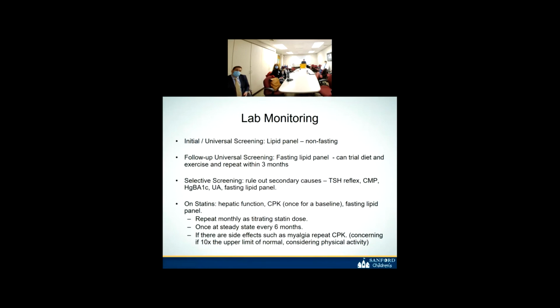If we do see side effects such as myalgia, we would repeat a CPK looking for any kind of rhabdo issue, and that would be concerning if your CPK is 10 times above the upper limits of normal, again, taking into account any specific physical activity, so whether or not they were weightlifting beforehand.